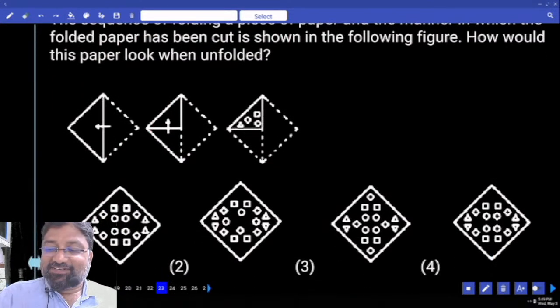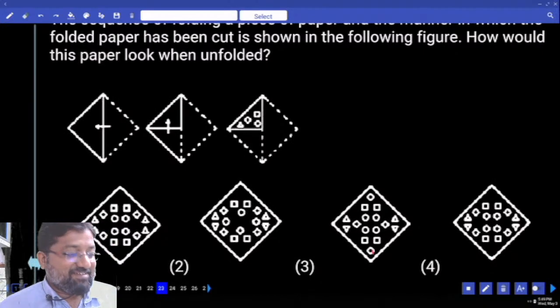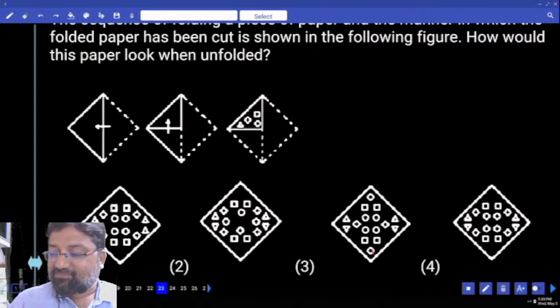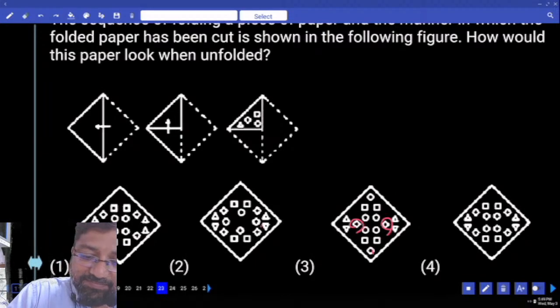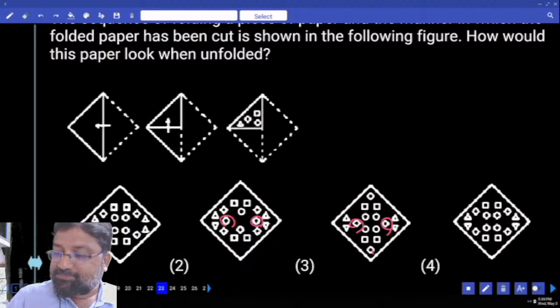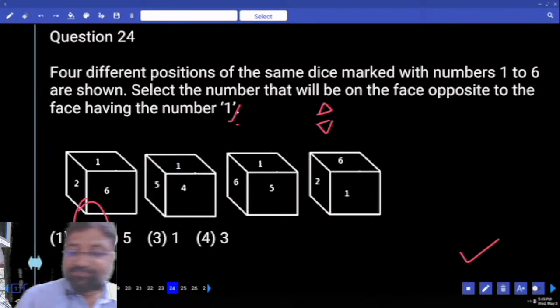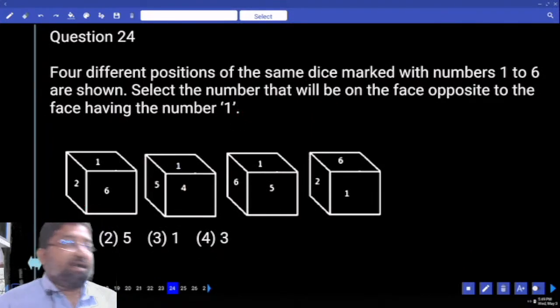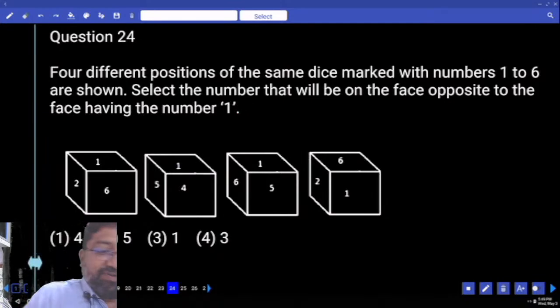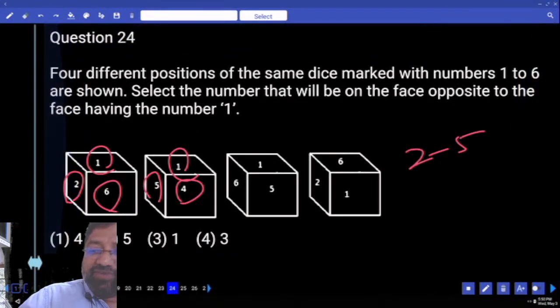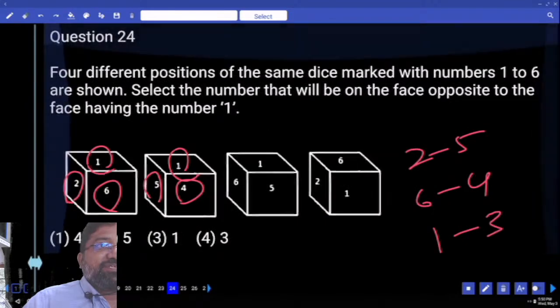Someone has drawn some patterns here. Tell me the answer. First option or fourth option? Fourth option, because here they are coming in the middle, they shouldn't come in the middle, they should be opposite. Look here: this triangle is opposite to this, but here it is different, so my answer is the fourth option. Face having the number 1, face having the number 1. When I observe carefully, 1 is here, 1 is here. This is 2 and 5 which are different, 6 and 4 are different, so automatically 2 is opposite to 5, 6 is opposite to 4, and 1 is opposite to 3.